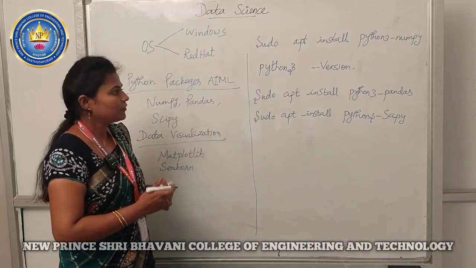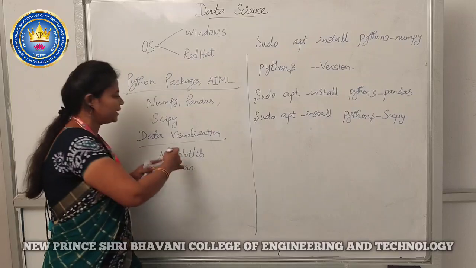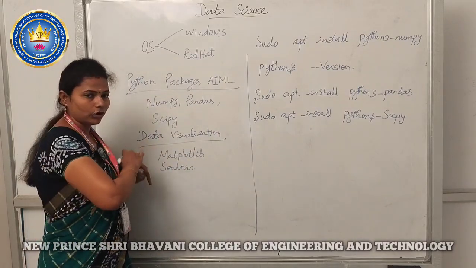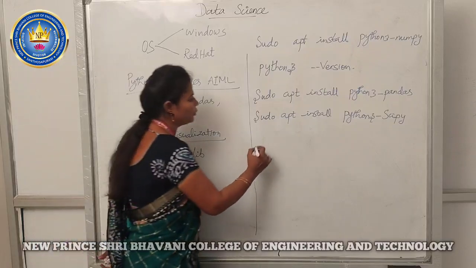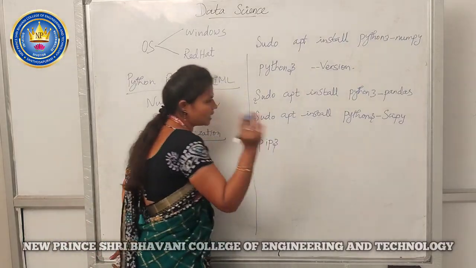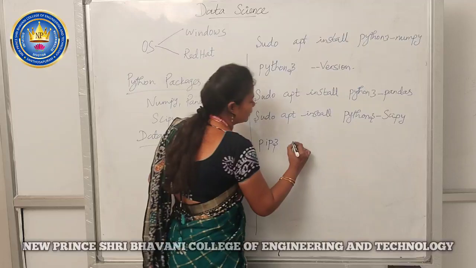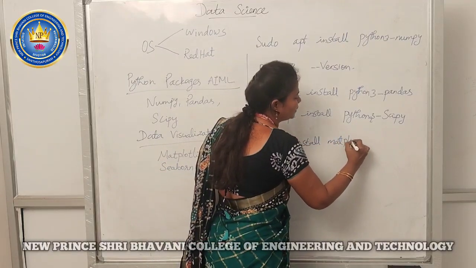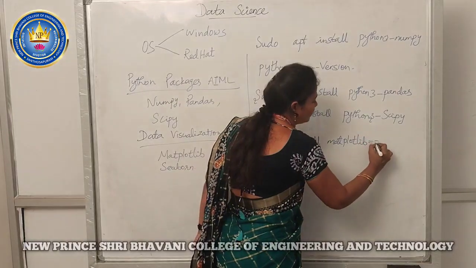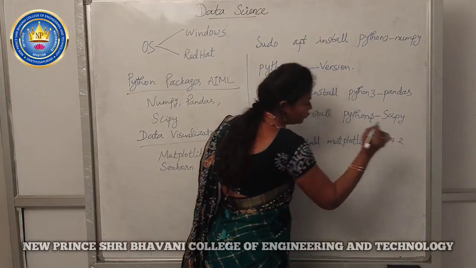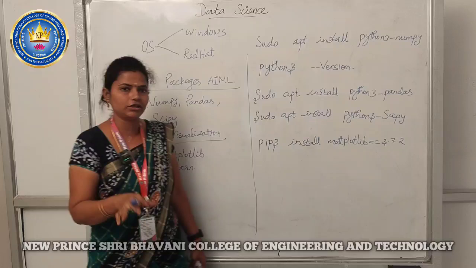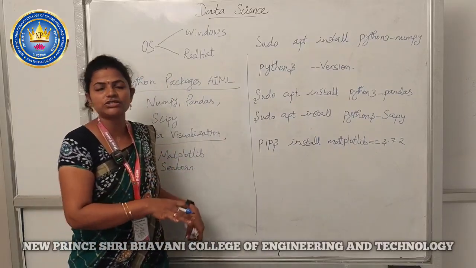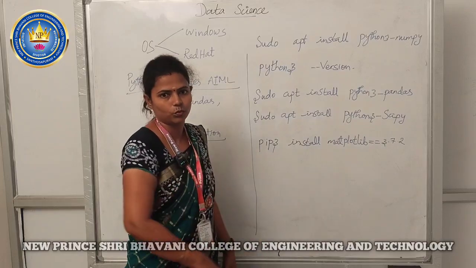For example, if I move on to the data visualization package, my package name is matplotlib. If I want to install this package, I am using pip3. It comes under pip level. So pip3 install matplotlib with the version. I have to mention 3.7.2 which is supported in your Linux operating system. And like that, all the visualization packages are supported in Linux OS.